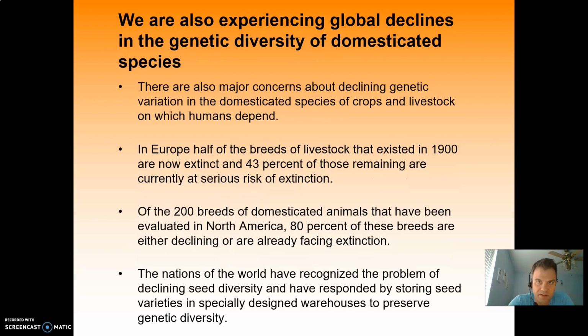We're also experiencing global declines in genetic diversity of domesticated species, like cows, for instance. There's major concerns about declining genetic variation in the domesticated species of both crops and livestock, so not just animals, on which humans depend. In Europe, half the breeds of livestock that existed in 1900 are now extinct, and 43% of those remaining are currently at serious risk of extinction.